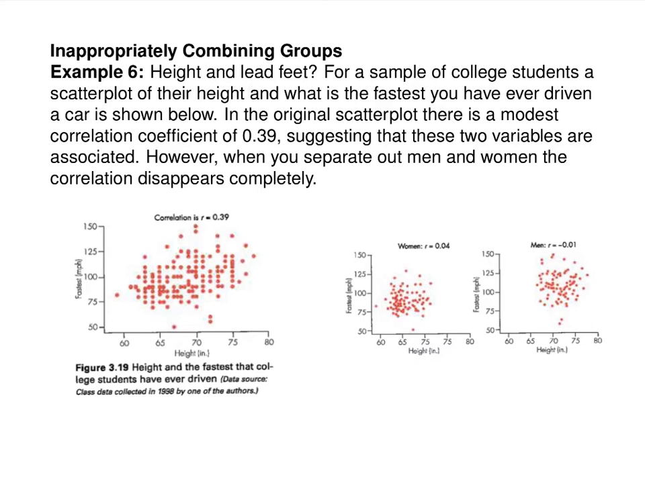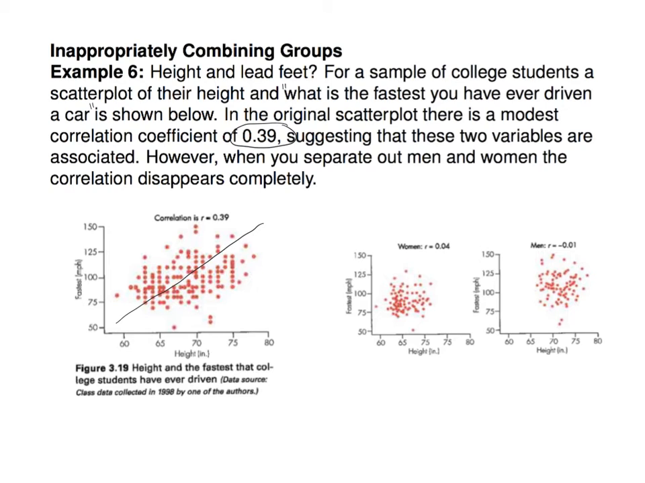Next, we have an example of inappropriately combining groups: height and lead feet. For a sample of college students, a scatter plot of their height and the answer to the question, what is the fastest you have ever driven a car, is shown below. In the original scatter plot, there's a modest correlation coefficient of 0.39. That's not great, but it's not bad. So there seems to be an upward trend. As your feet get bigger, you just can't keep them off that gas pedal. You just push down and go faster.